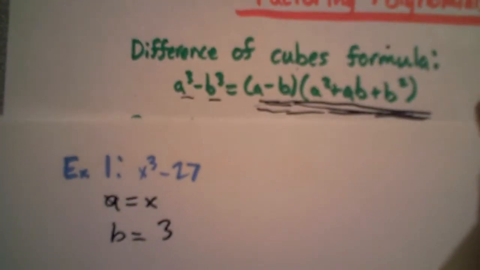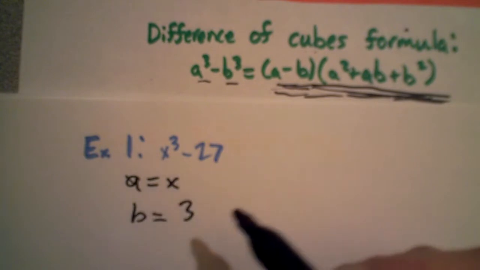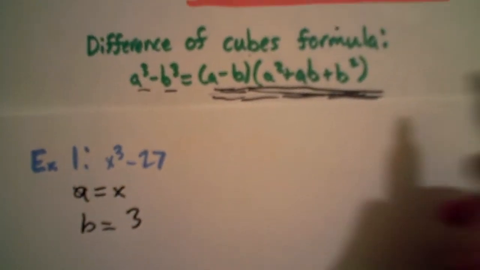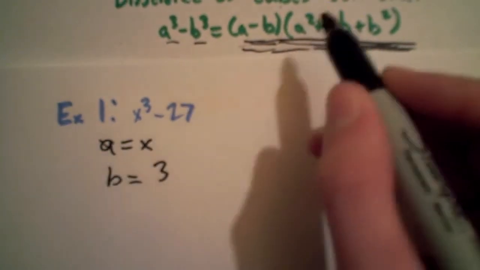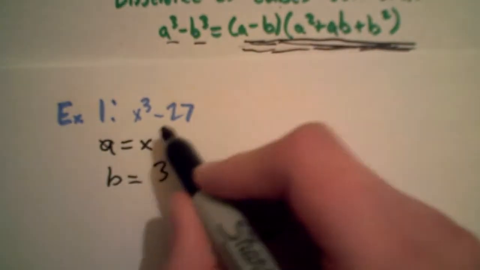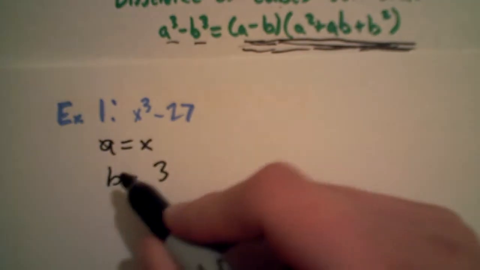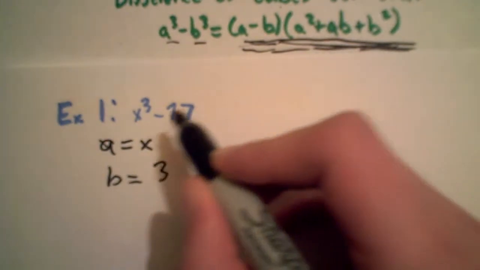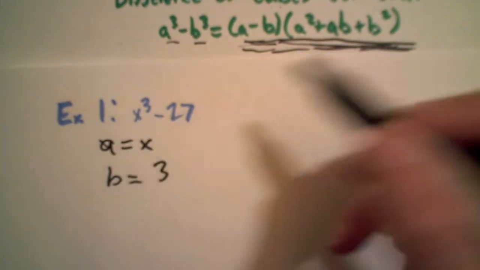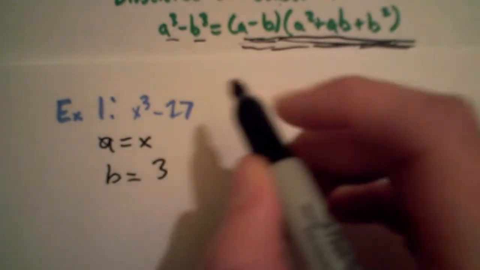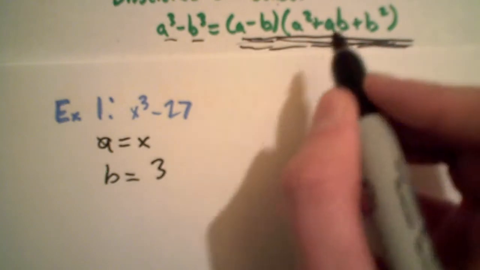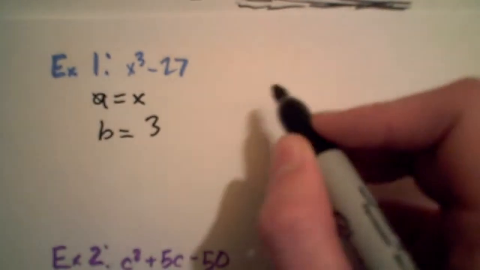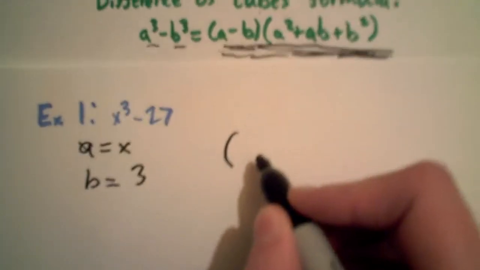Example 1, x cubed minus 27. Well, they're both cubes, and we're subtracting, so it's a difference of cubes. So we're going to use this formula to factor. I've already defined the a and b for this problem: a equals x, b equals 3, and these are just the cube roots of these numbers.